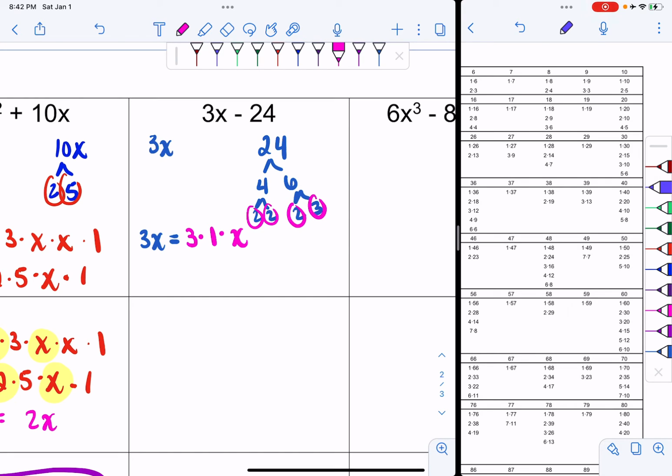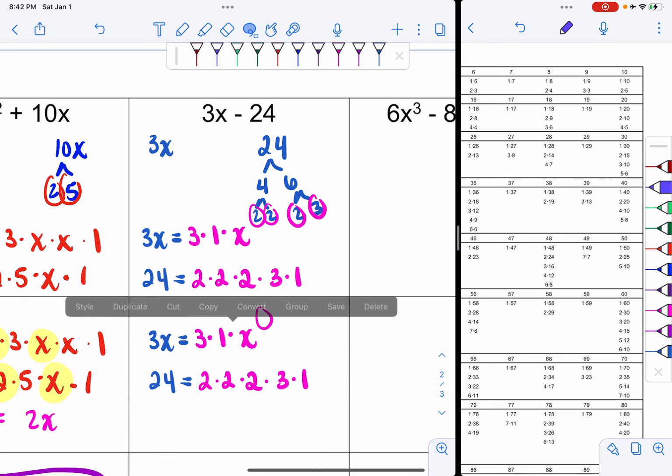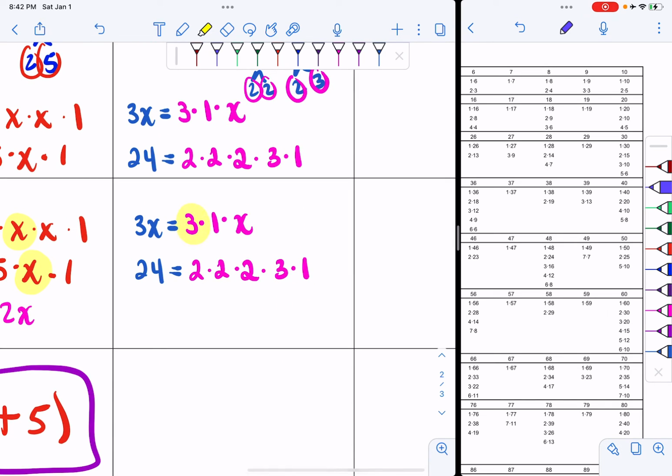So I can say 24 is equal to 3 2s and a 3, and then a 1. So I'm going to just basically bring that down here, that way we can see it. And we're going to highlight what's in common. Both rows have a 3, and that's all they have in common. They also have a 1, but anything times 1 is itself. So I can say that my GCF is 3.